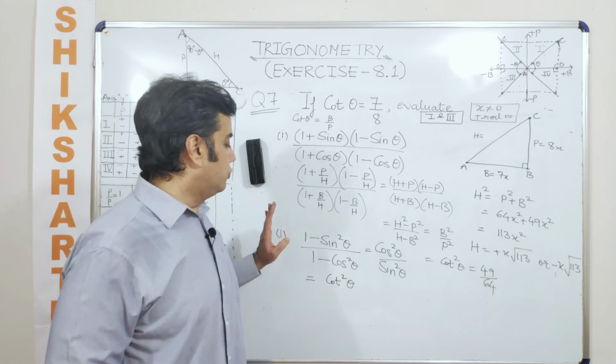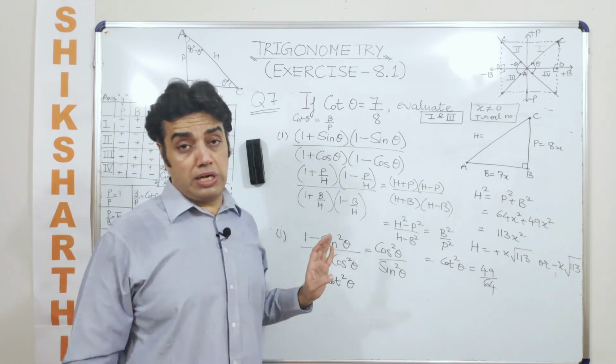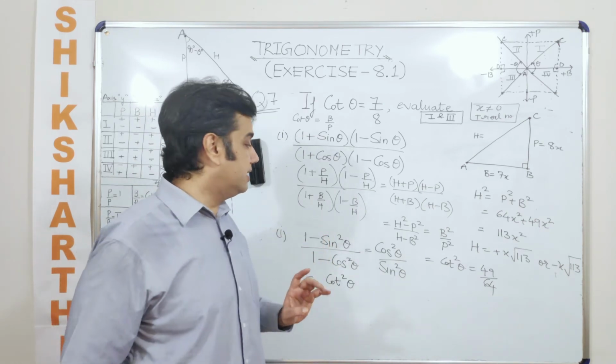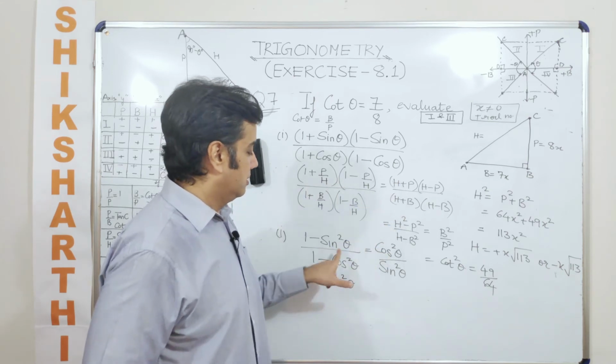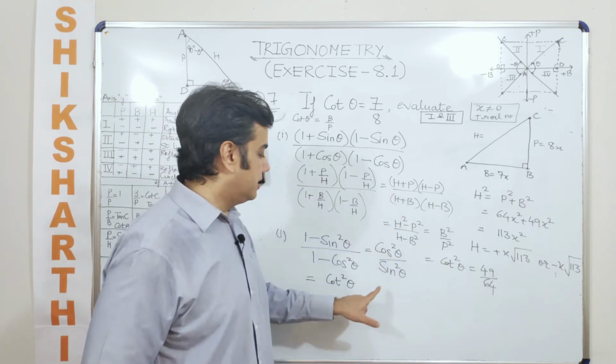So let's say had you not known this identity, which you can't afford to do, you are supposed to know the identity. Even if you would not have known this, still you could have established it. So this is a way of establishing the identity only.